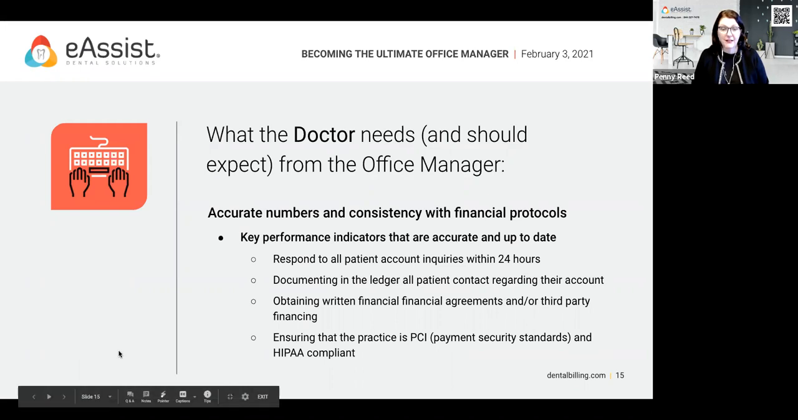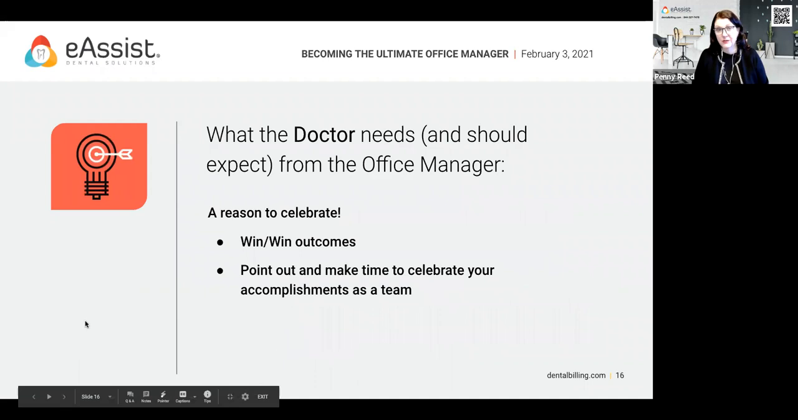So, as technology advances and we have all these new cool things, we also have more that we have to be sure that we're in compliance with for us to be able to continue to do the work that we do.